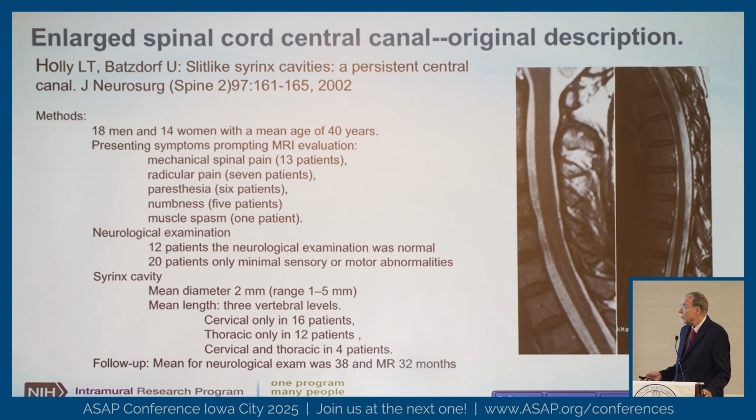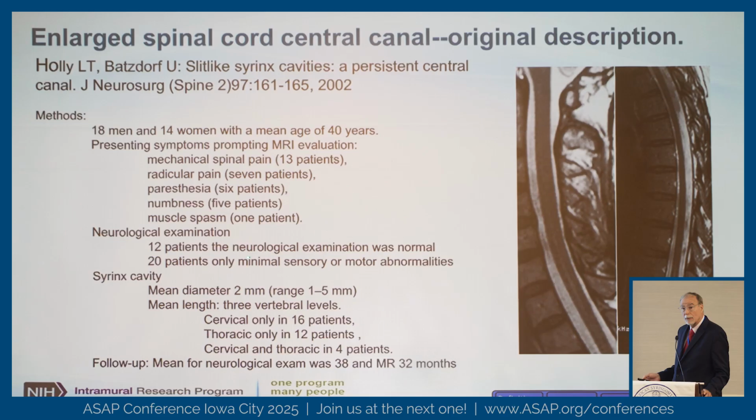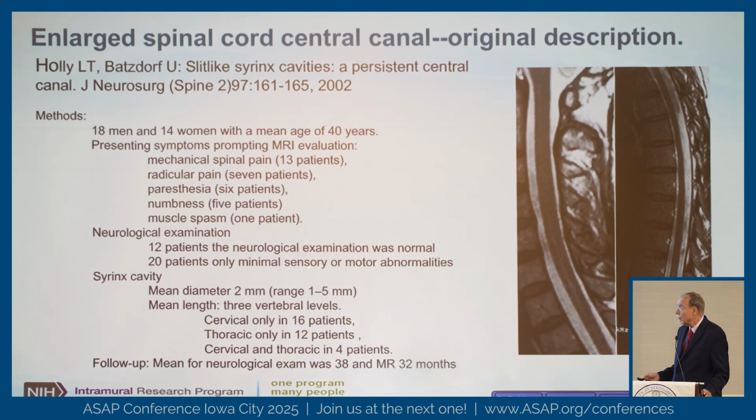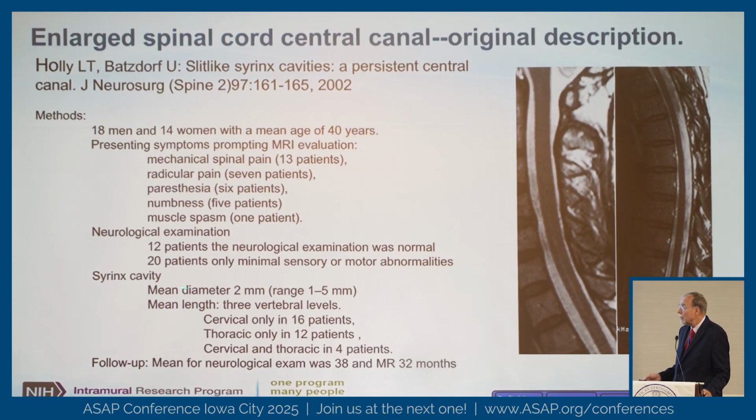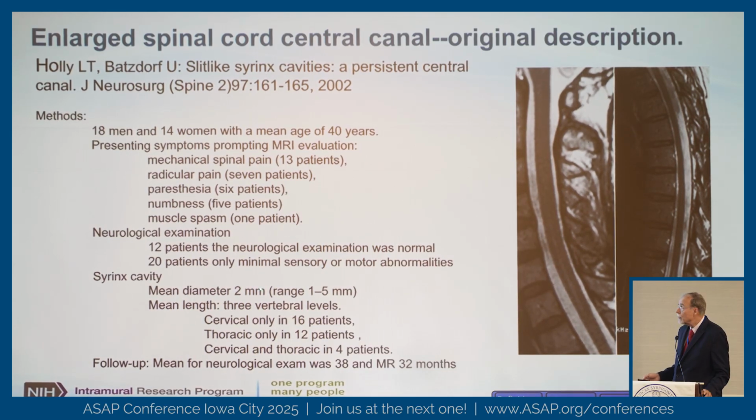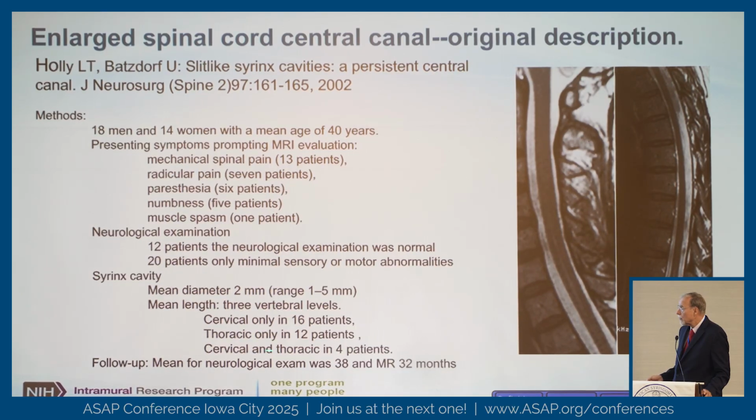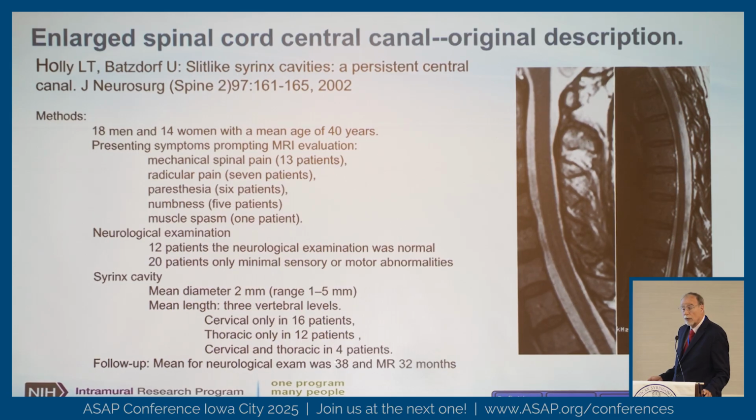Twelve of the people, when they examined them, were normal, and the people who did have problems were considered minimal, either with sensation or with movement. The syrinx cavity was, on average, 2 millimeters, but it ranged from 1 to 5 millimeters. There were cervical only, thoracic only, and some had both cervical and thoracic. And they followed these people for about 3 years. This is what we're talking about, this little white streak down the middle of the spinal cord.